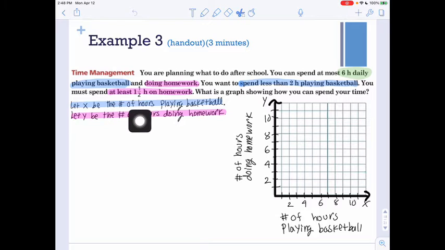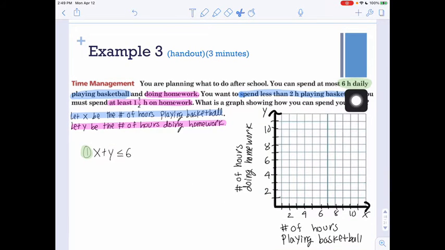We can let x be the number of hours playing basketball, so we'll label the x-axis as number of hours playing basketball, and we'll let y be the number of hours doing homework, so we will label the y-axis as number of hours doing homework. Using our labels and the fact that we can spend at most 6 hours daily playing basketball and doing homework, we can say that the number of hours playing basketball, x, plus the number of hours doing homework, y, has to be less than or equal to 6. At most means I can spend 6 hours or less, so we use less than or equal to.